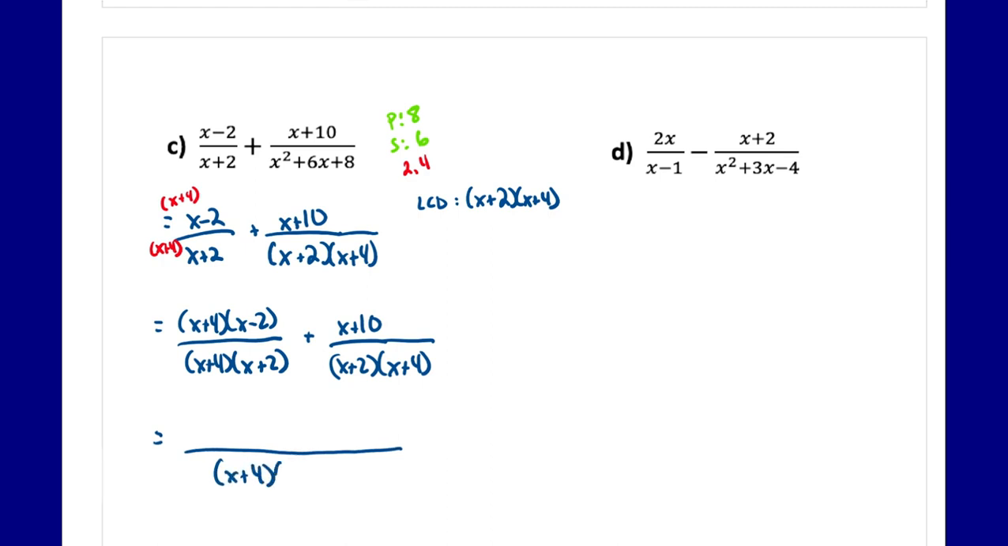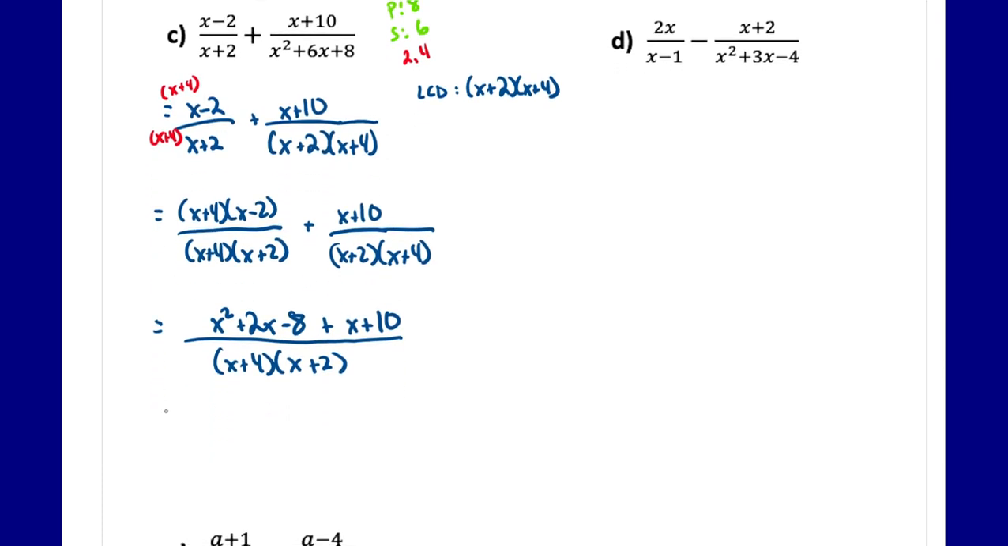I know the denominator is going to be x plus 4 times x plus 2. When I FOIL the top, x times x is x squared, plus 4x minus 2x is plus 2x, and then minus 8, and then it's going to be plus x plus 10. I can go through and simplify the top. X squared stays the same. 2x plus x is plus 3x, and minus 8 plus 10 is plus 2. So x squared plus 3x plus 2 divided by x plus 4 times x plus 2.